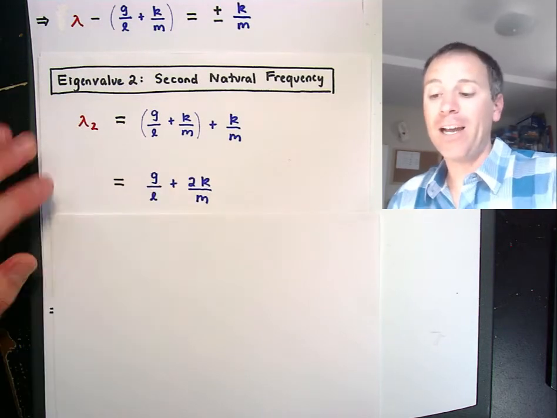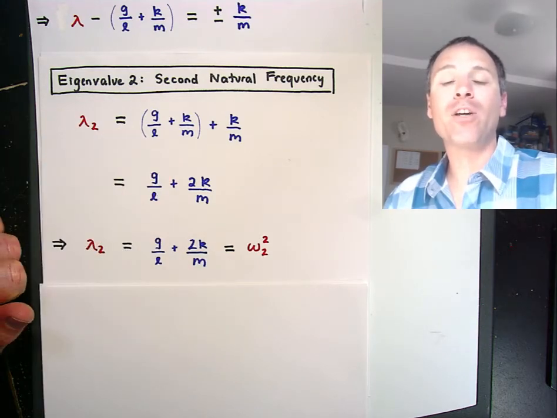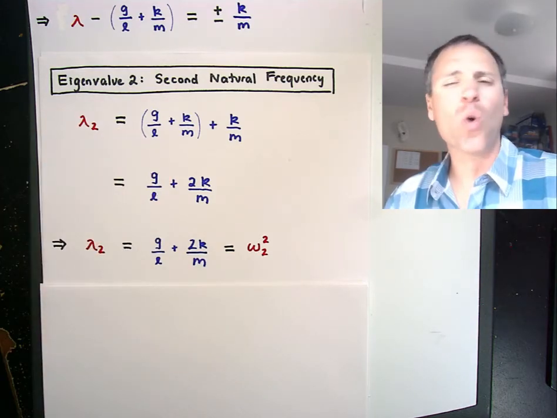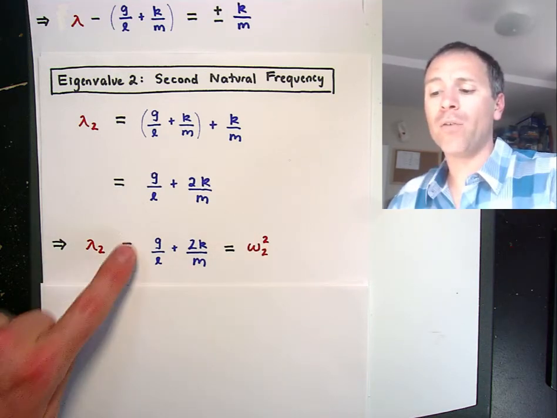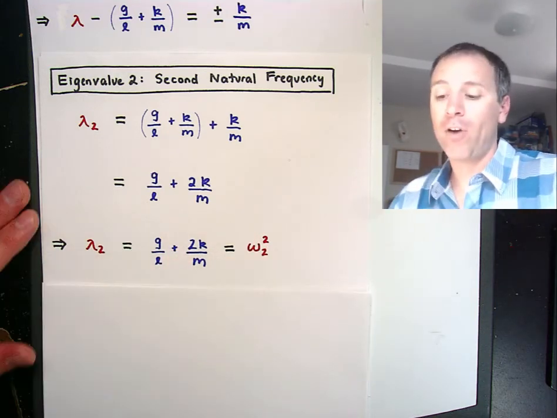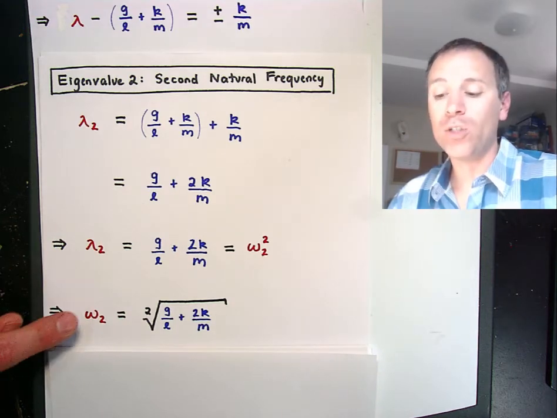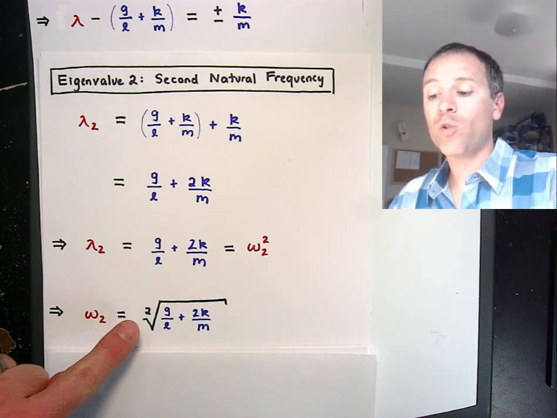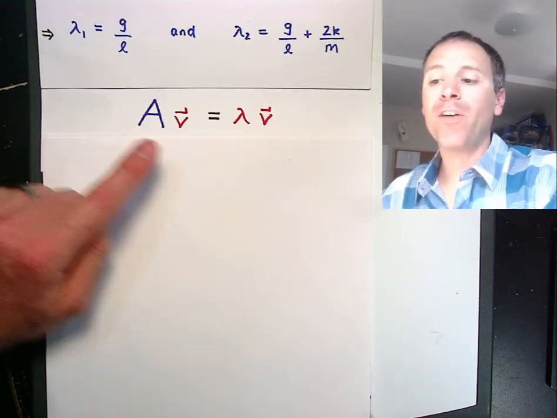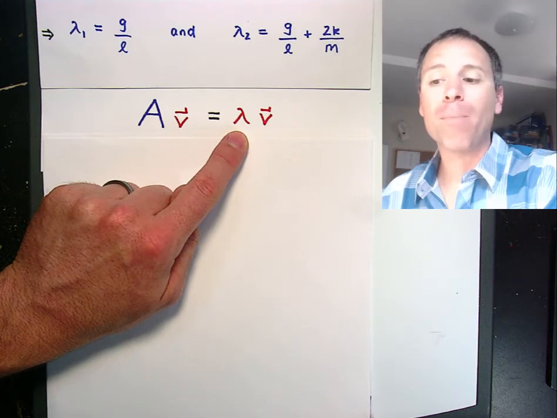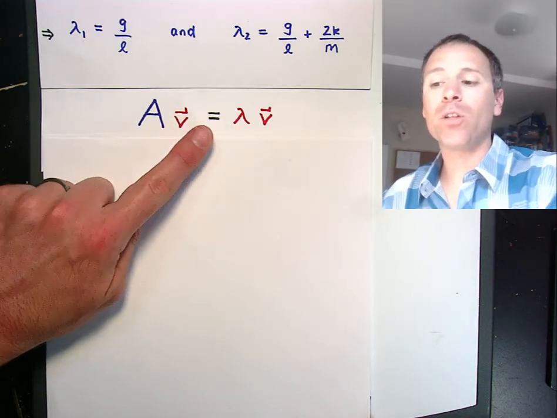2k over m. Remember though that the eigenvalues were the squares of the frequency of the cosine under the cosine ansatz or the sine ansatz. It didn't even matter. So in this case we say omega 2 squared is g over L plus 2k over m, which means that another frequency of cosine that might be used is omega 2 equals the square root of g over L plus 2k over m. Remember, the goal is to find not only scalars lambda, but also corresponding vectors v, such that A times v is equal to lambda times v.